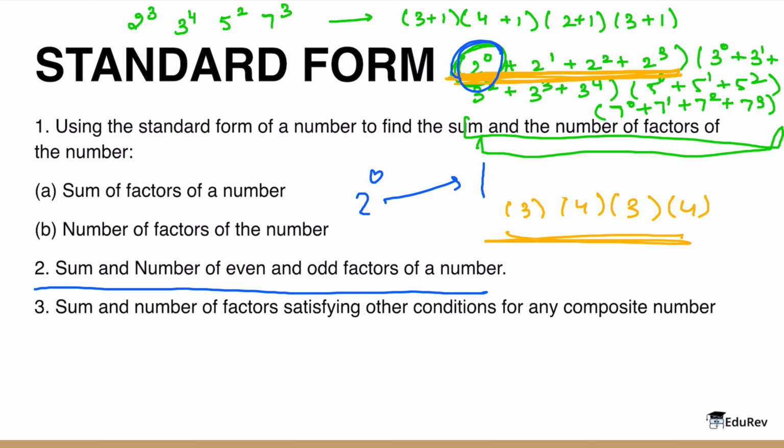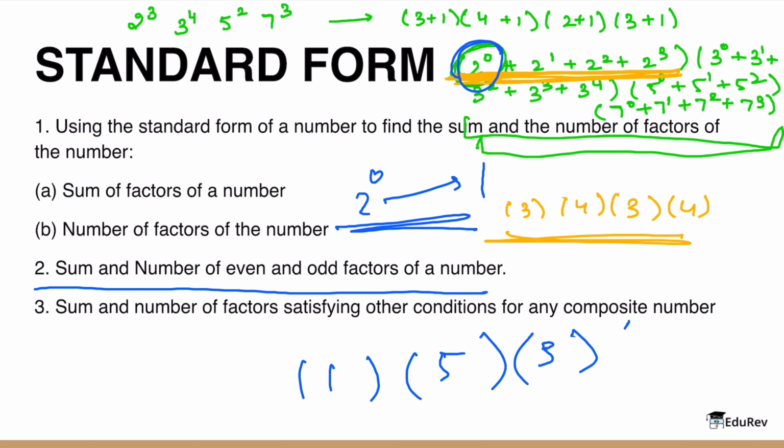Alright, so 2 to the power 0 is nothing but 1. That means the highest exponent of 2 is going to be what? 1. That means 1. Then 3 can be what? 4 plus 1. 3 can be 5. Then 5 can be your 3. And 7 can be your 4. So multiplying this will give you the number of odd factors of the number.